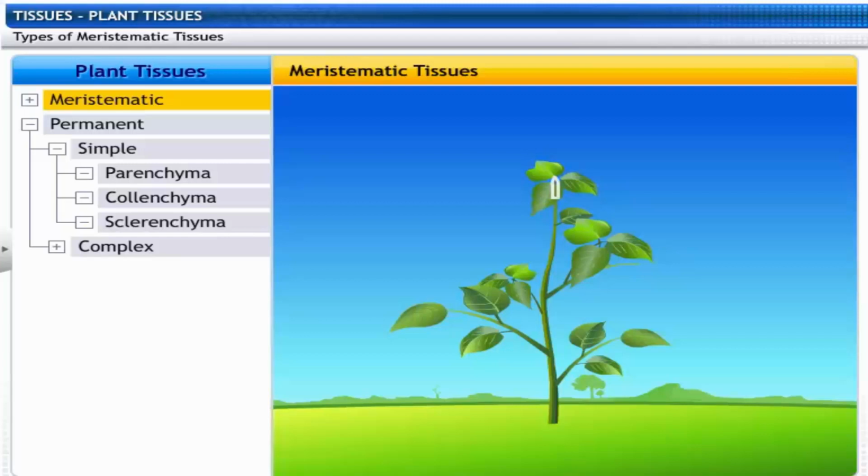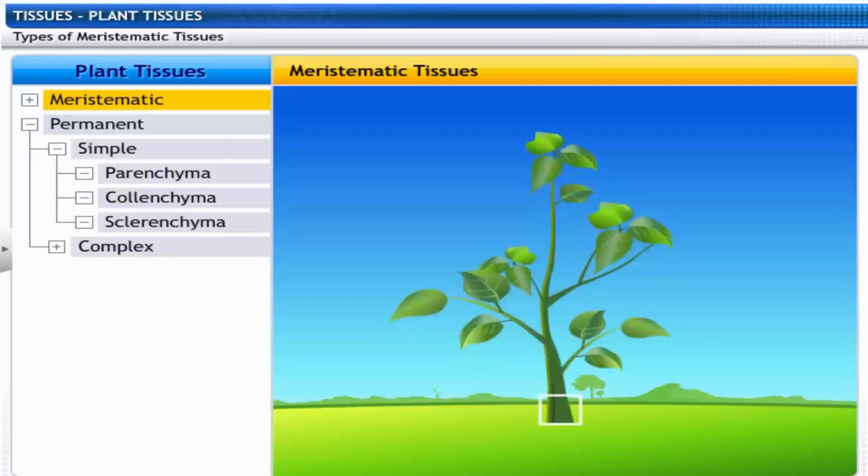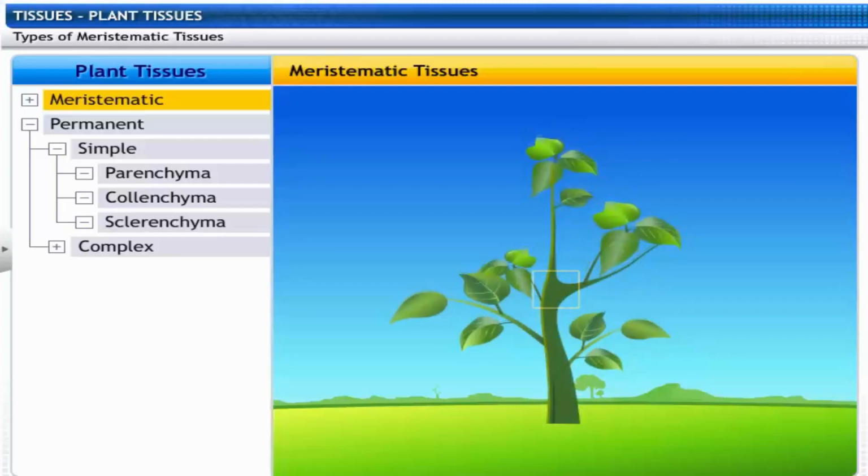Apical meristem is present at the apical or growing tips of stems and roots. It increases the length of the plant. Lateral meristem or cambium is present in the radial portion of the stem or root. It increases the girth of the plant. Intercalary meristem occurs at the base of the leaves or at the internodes. It helps to increase the length of the internode.